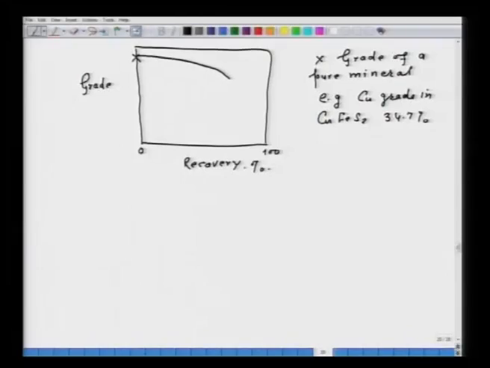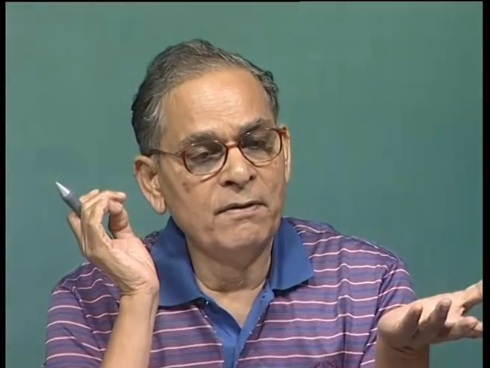So, here now if I increase the recovery, what will happen? The grade will decrease and ultimately at 100% recovery, this will be my grade. So, that is how the relation between grade and recovery works. A recovery can be 100% if I do nothing, that is, the entire feed I divert to the concentrate, but then the grade is very important because we want to produce metal from the concentrate.